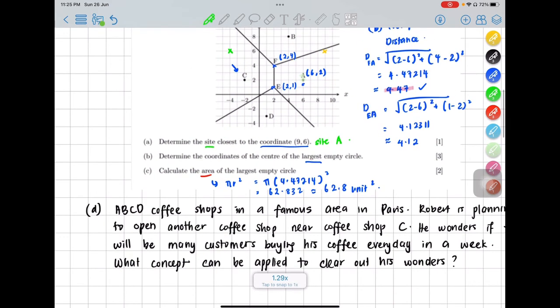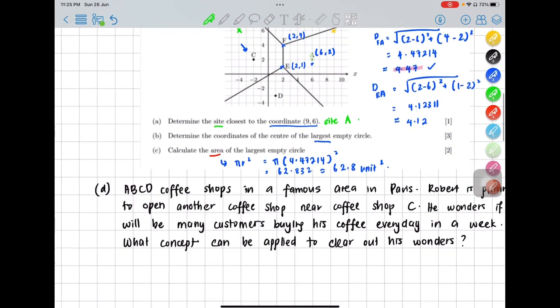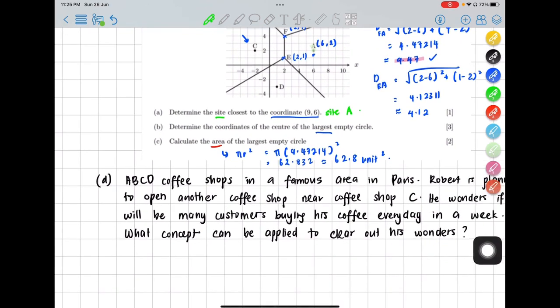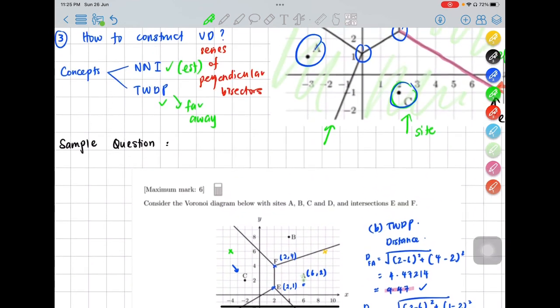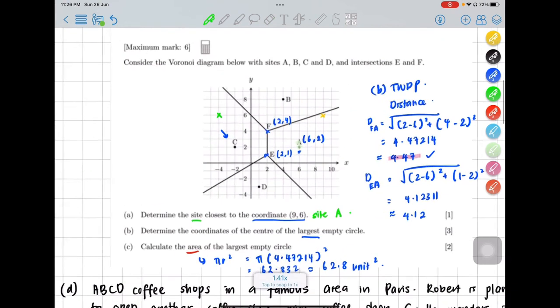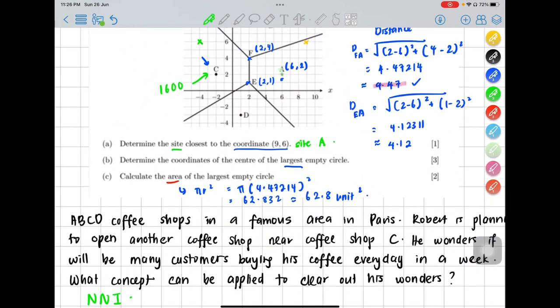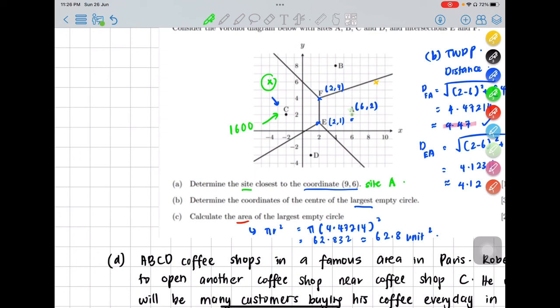Okay, so he wonders how many customers will come to buy coffee every day in a week. So he wants to know what concept can be applied to clear out his wonder. This is the situation where we will be using the concept known as nearest neighbor interpolation to estimate the number of customers in a day. So for example, if site C has 1,600 coffees sold in 1 week, the new coffee shop will also have an estimation of 1,600 coffees in a week.